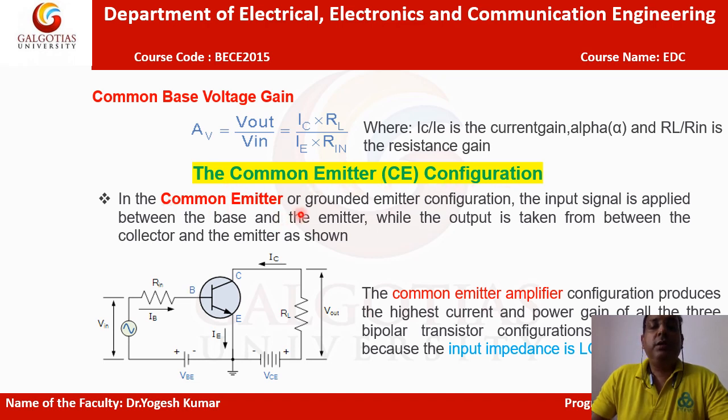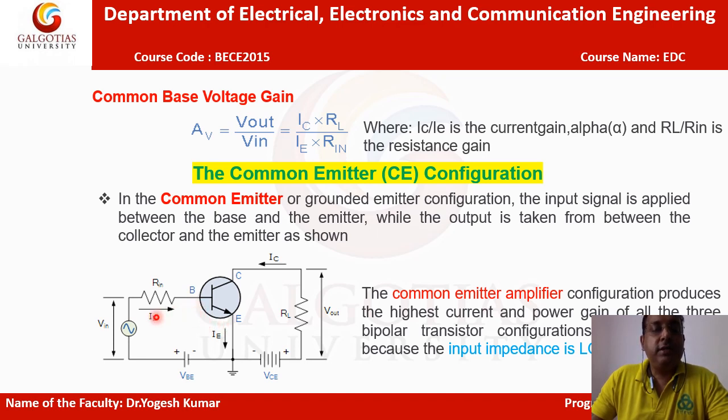In the common emitter or grounded emitter configuration, the input signal is applied between the base and emitter, and the output is taken from the collector and the emitter. Now here we are using the NPN transistor because the arrow is outward. Here you can see the emitter terminal, the base terminal and the collector terminal. Now let's check whether it is working as a common emitter configuration or not.